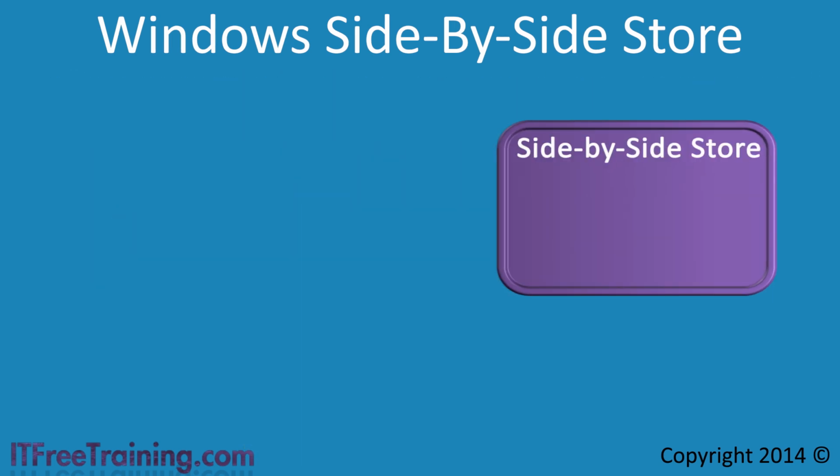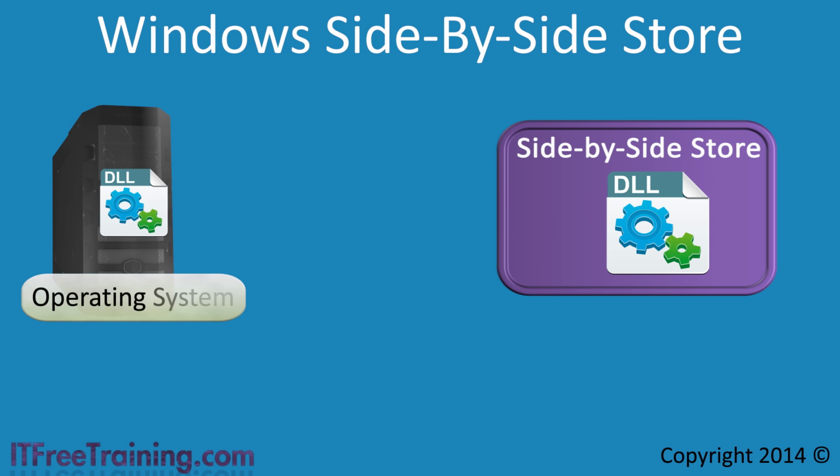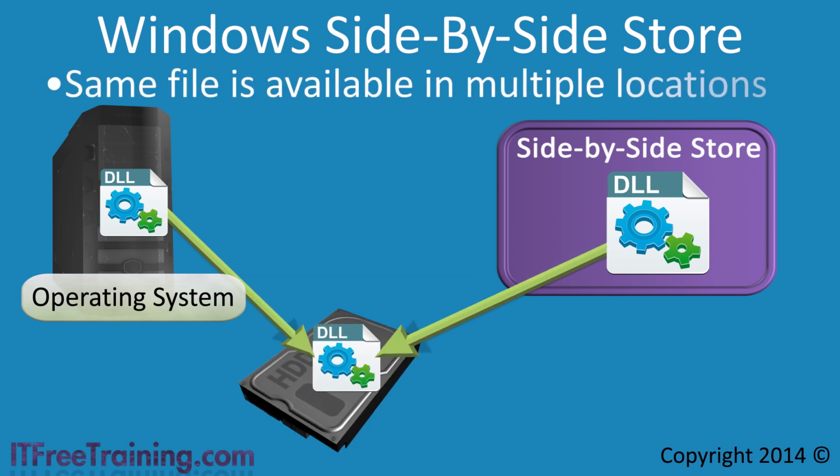The next question that arises is, when a component is installed in the operating system, can it be removed from the side-by-side store? The answer is no. To understand why, consider that the operating system has a copy of a file and the same file is in the side-by-side store. Even though in Windows Explorer you can see the file in two different locations and they appear to be different copies of the same file, the fact is there is only one copy of the file and both locations are accessing the same file.